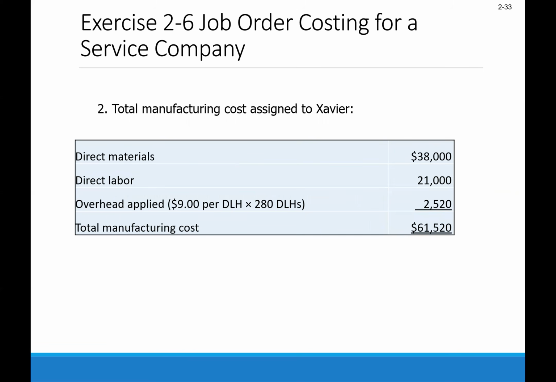Now, what was actually assigned to Xavier? We know the direct materials went there, the direct labor, and we take the $9 per hour times actual labor hours. So our total manufacturing cost assigned to this job is $61,520.